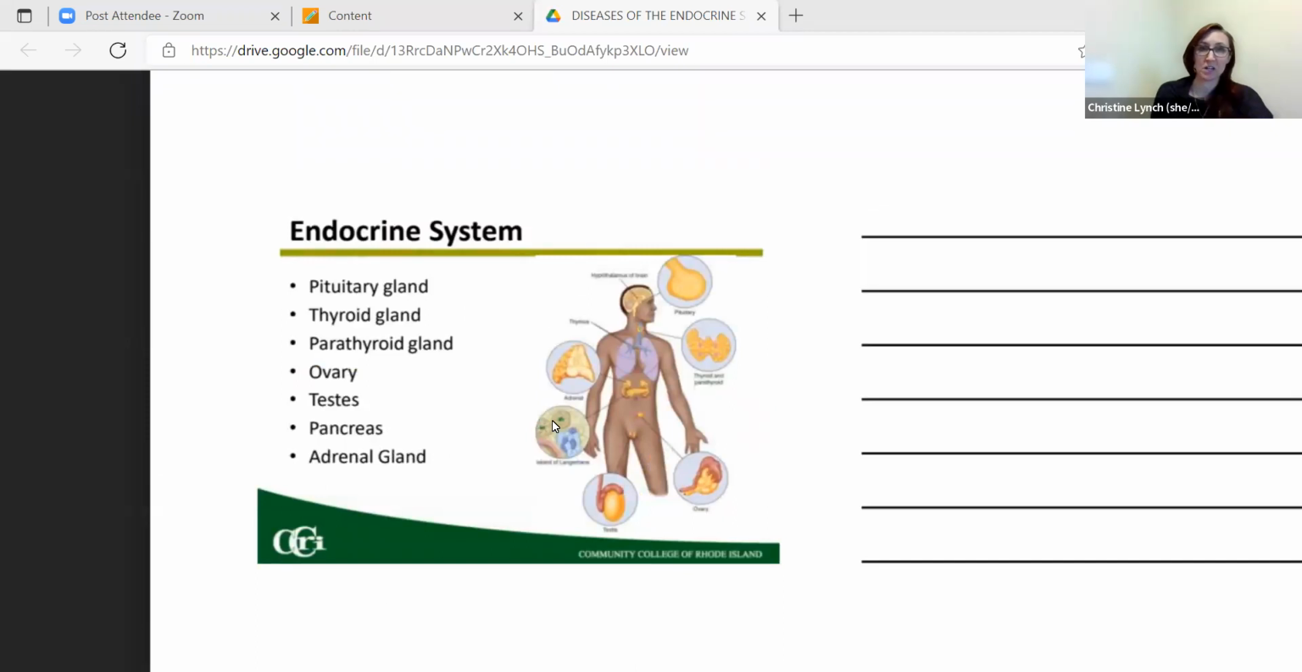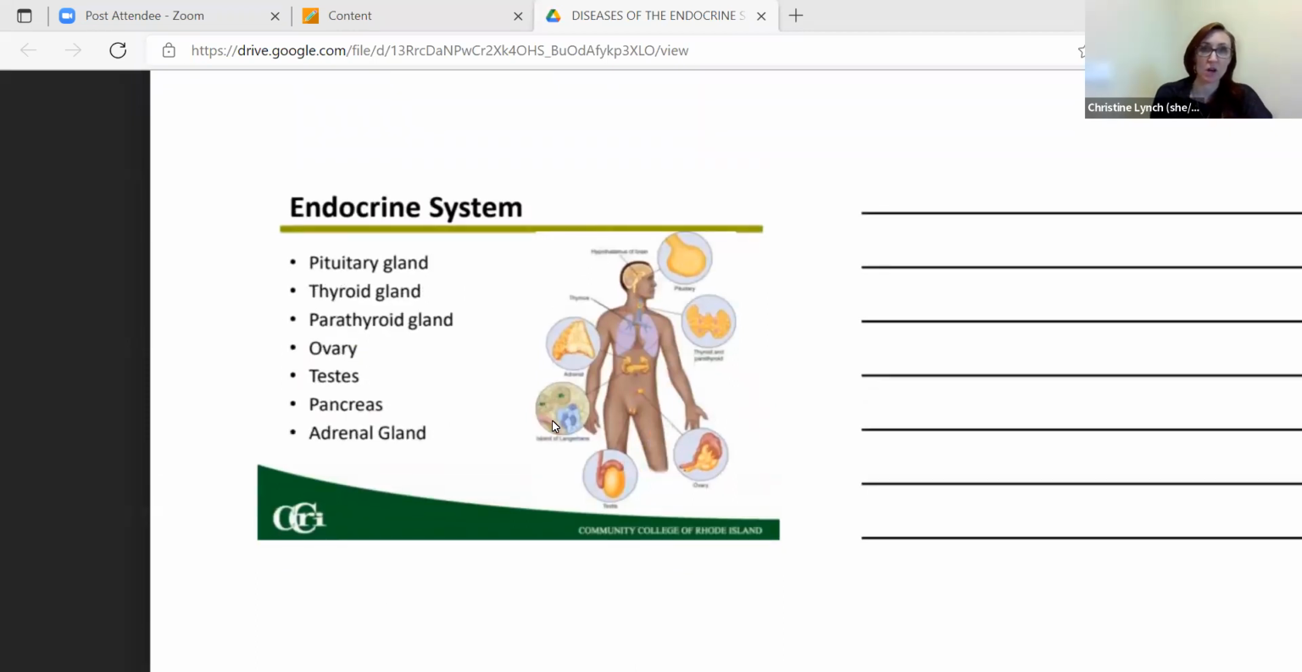So then we have our entire endocrine system. There are endocrine glands all over the body. And so we have the pituitary gland.